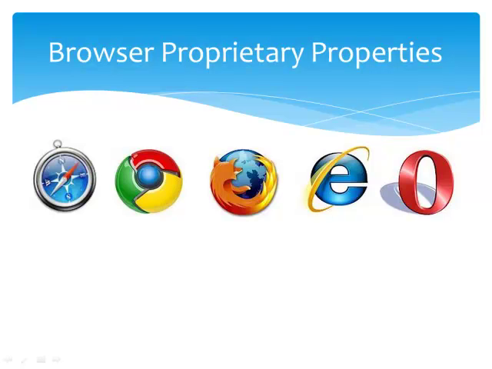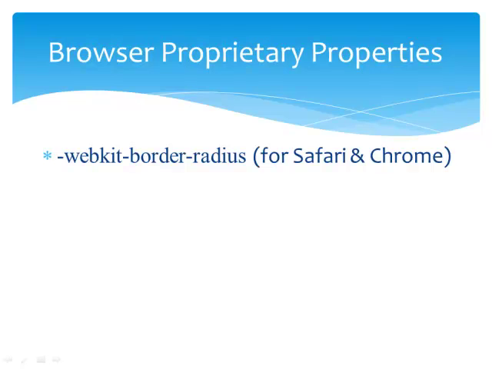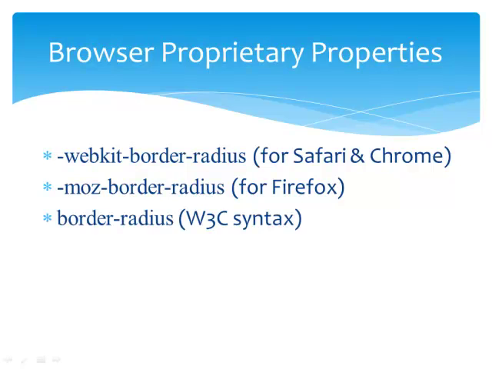Then you need to code 3 different style declarations to round those corners with border radius. WebKit border radius for Safari and Chrome, Moz border radius for Firefox, and border radius, which is the W3C syntax. The Opera and Internet Explorer 9 browsers support the W3C syntax for border radius. Eventually, all browsers will support the W3C syntax border radius property, so code this property last in your list.